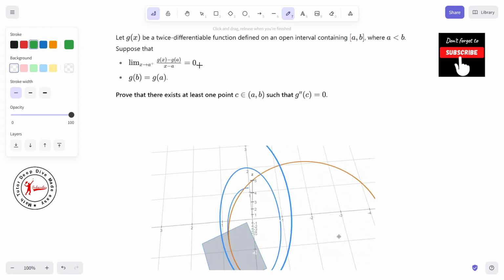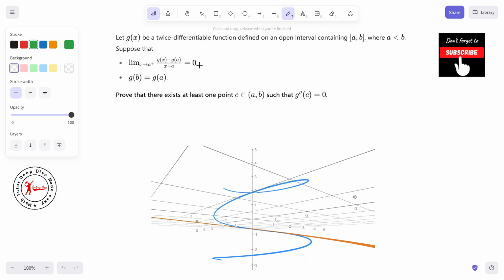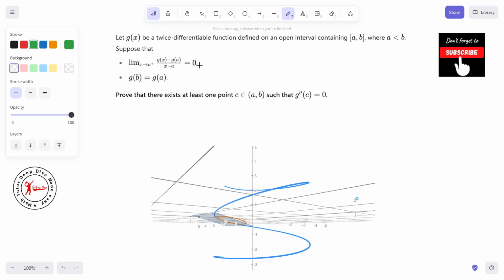Today's question is about a math proof. Let g of x be a function that has a second derivative, defined on an open interval that includes the closed interval from a to b, where a is less than b.